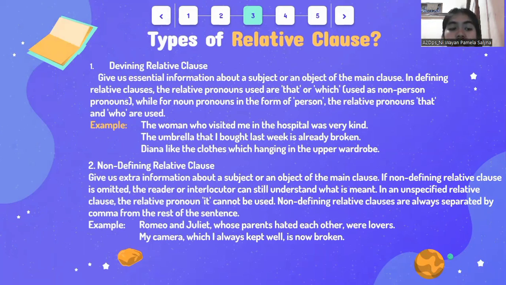Okay. Number 2 is non-defining relative clause. A non-defining relative clause gives us extra information about a subject or an object in the main clause. If a non-defining relative clause is omitted, the reader or interlocutor can still understand what is meant. In an unspecific relative clause, the relative pronoun it can be used. Non-defining relative clauses are always separated by a comma from the rest of the sentence.